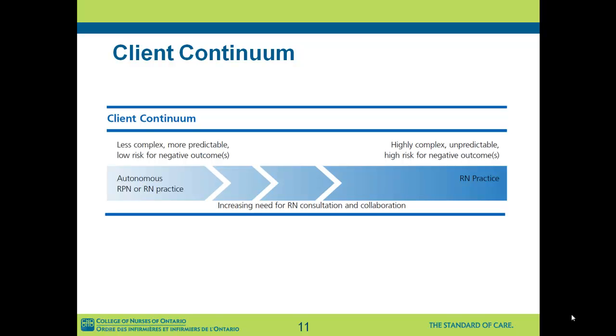On the left, the client is less complex, more predictable, and at a low risk of negative outcomes. This client, from the perspective of the client factor alone, would be appropriate for RN or RPN practice. As you move along the continuum to the right, the client becomes more complex, less predictable, and is at higher risk for negative outcomes. For this client, from the perspective of the client factor alone, there is an increased need for RN consultation and collaboration. On the far right side, the client would require an RN to provide all nursing care.